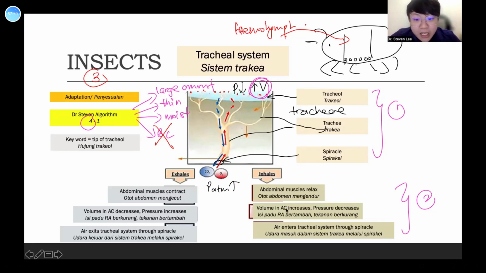AC is abdominal cavity. In Bahasa Melayu, it's called rongga abdomen. Don't say large amount of tip of tracheole lah. This doesn't sound right, right? Just say large amount of tracheae and tracheoles can already lah. Why do you say large amount of tip of tracheole? The sentence also doesn't make sense, right? But when we talk about thin and moist, you can say tip of tracheole because that's the place where diffusion happens.